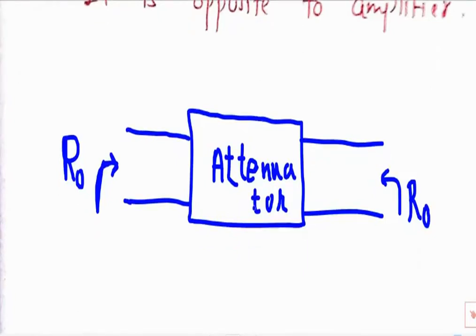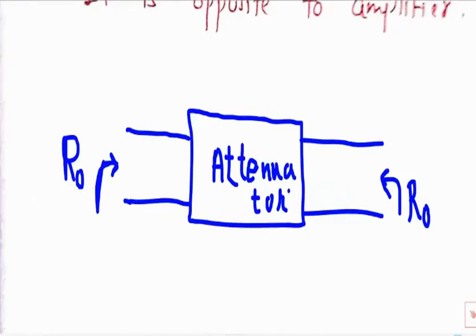So what happens if we provide the impedance matching? In the maximum power transfer theorem, we have seen that whenever the load equals the source resistance, maximum power is transferred. Similarly, here also the power will be less as compared to the input power, but that power will be the maximum power.